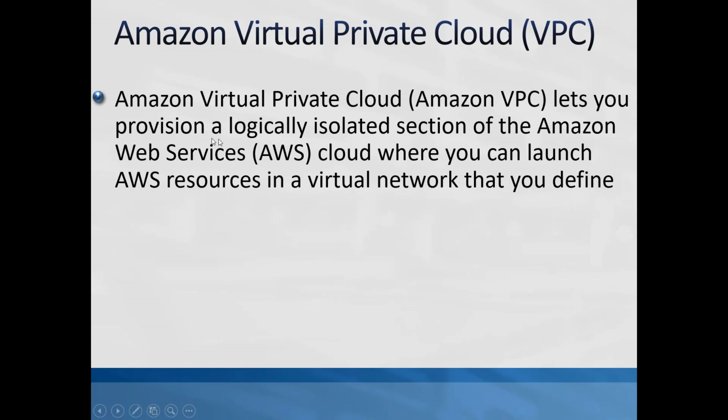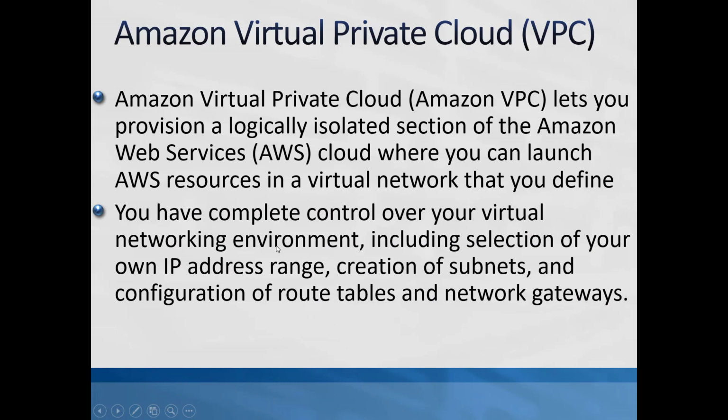It lets you provision a logically isolated section of the Amazon Web Services cloud where you can launch AWS resources in a virtual network that you define. So you can make a LAN with private IPs in your public cloud. That's in English what it's saying. So you have complete control over your virtual networking environment, including selection of your own IP address range, creation of subnets, and configuration of route tables and network gateways. So we're going to create all that.